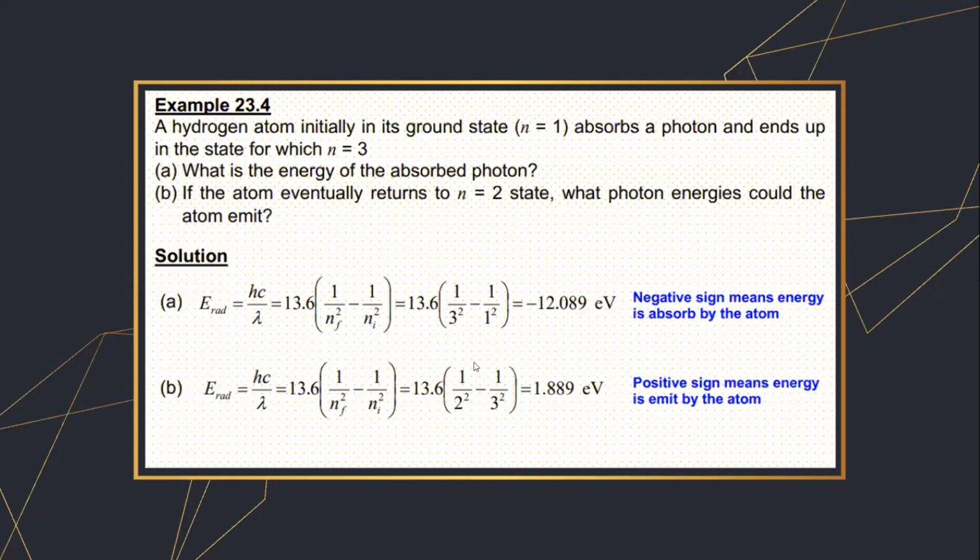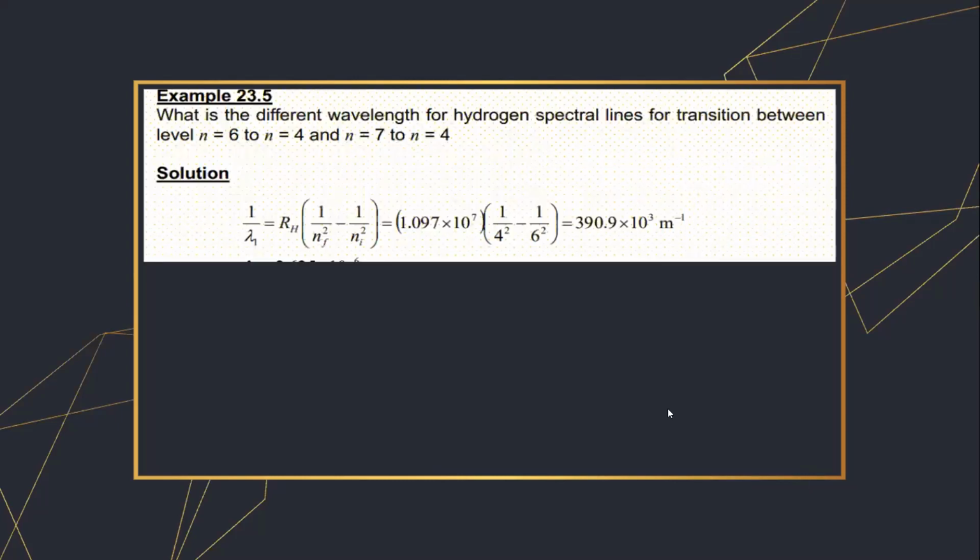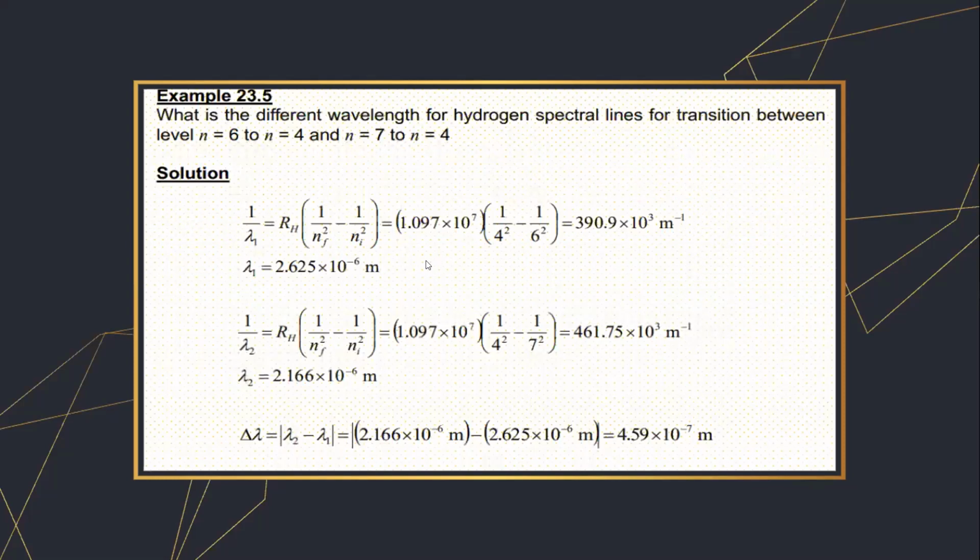Okay, lepas tu kalau contoh yang kedua ni dia pun cakap N3 to N equal to 2, which means from higher level to lower level. So jawapan dia akan positive sebab means that dia emitted. And the last one, yang ni just substitute je. That's all from me. Thank you.